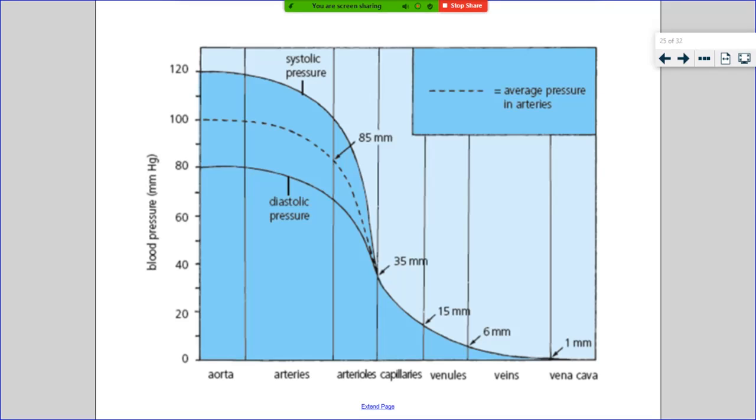But you can also see that the blood pressure is different for systole and diastole. So if we look at the aorta, for example, the systolic pressure is up at 120 when the heart is contracting, and when the heart is relaxing, the pressure in the aorta goes down to 80.